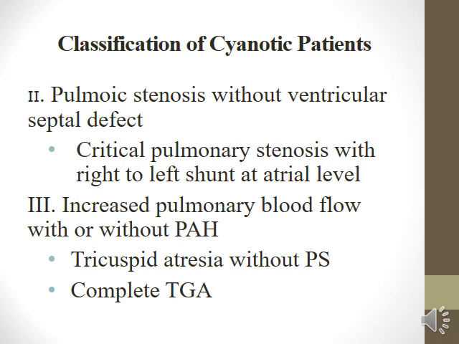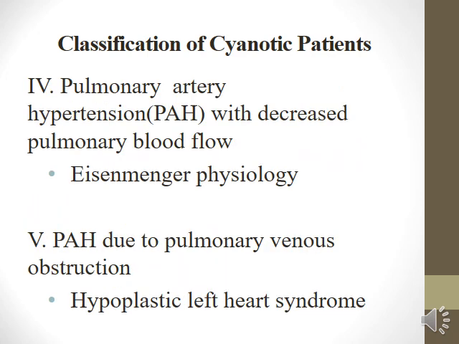Third one is increased pulmonary blood flow with or without pulmonary arterial hypertension. It occurs in tricuspid atresia without pulmonary stenosis and complete transposition of great arteries. Fourth one is pulmonary artery hypertension with decreased pulmonary blood flow. It occurs in Eisenmenger physiology.